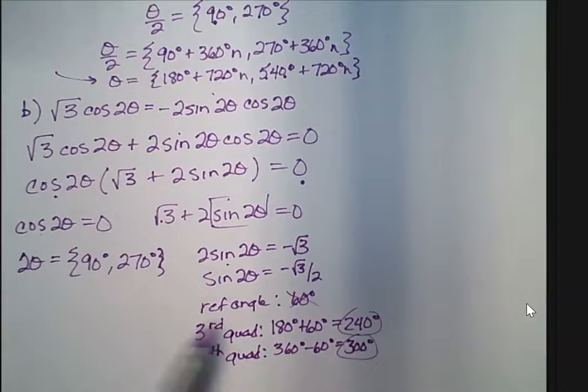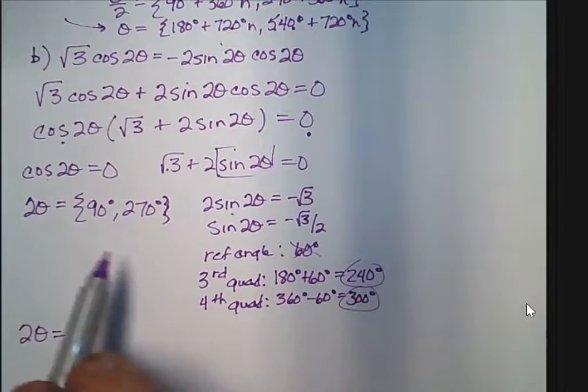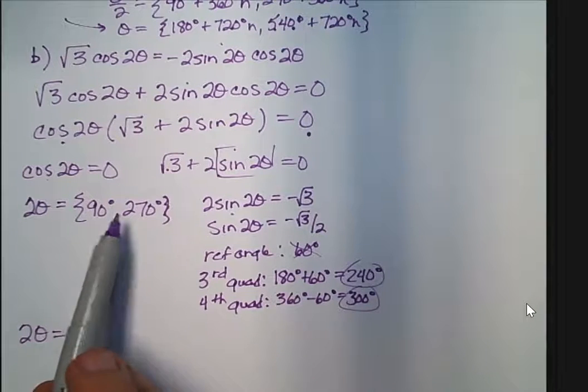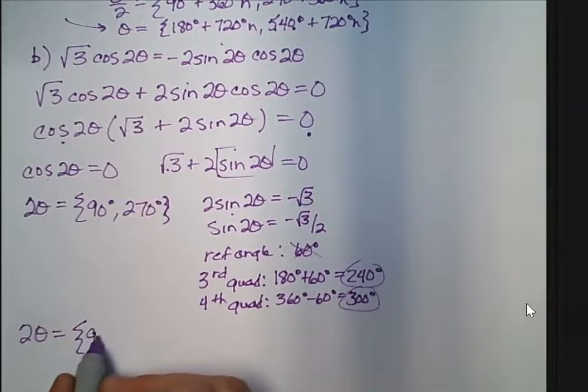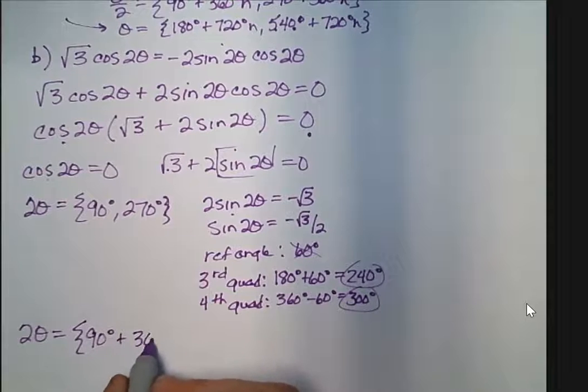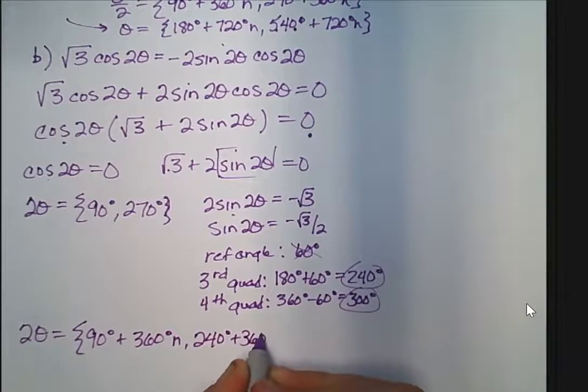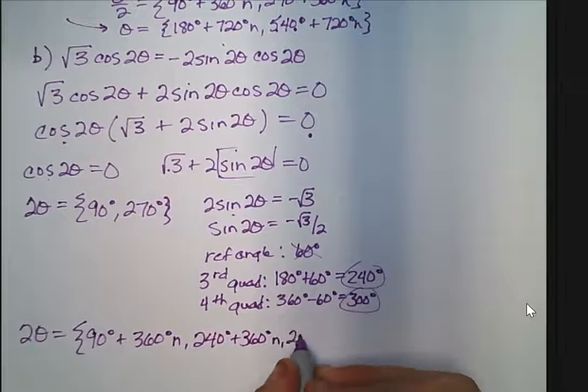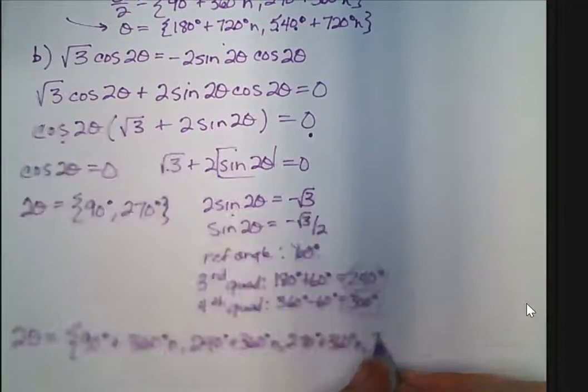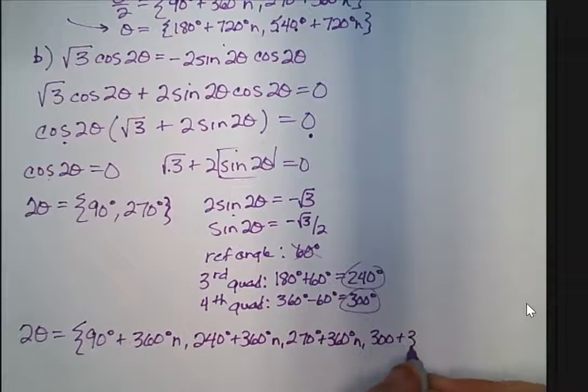So for 2 theta, now we have 4 different answers. We're going to take these and write them with all the coterminal angles. That means we have 90 degrees plus 360n, then 240 plus 360n, 270 plus 360n, and 300 plus 360n. Those are our solutions for 2 theta.